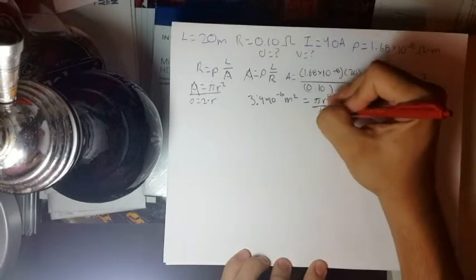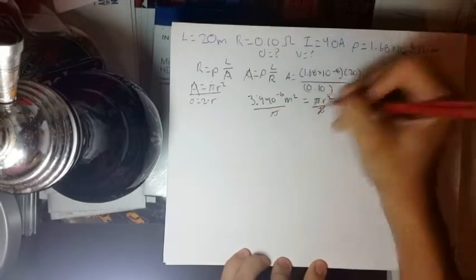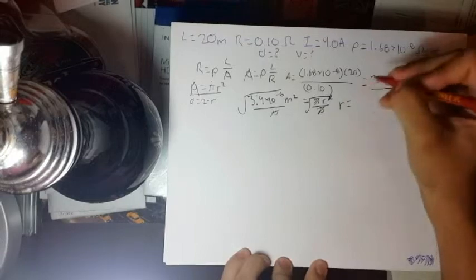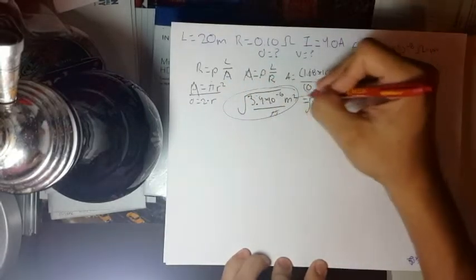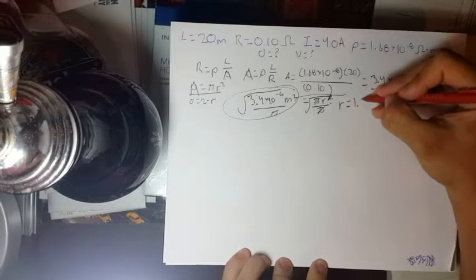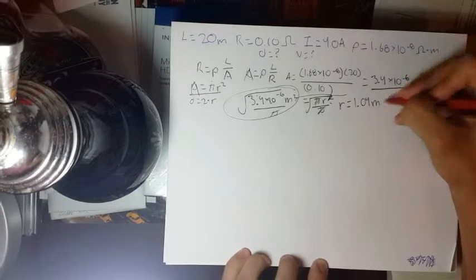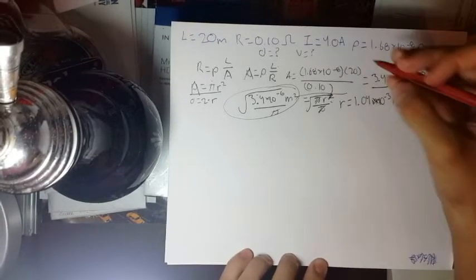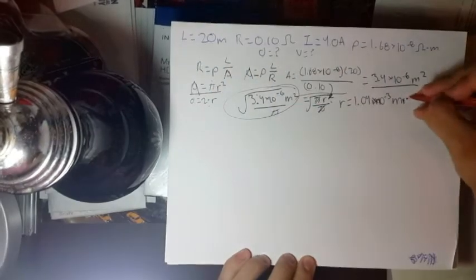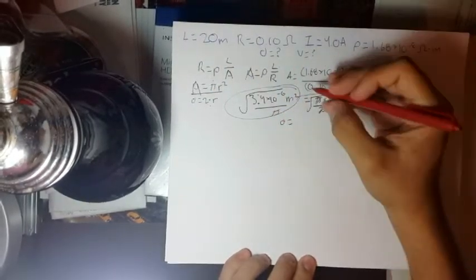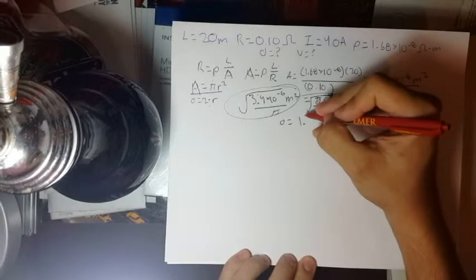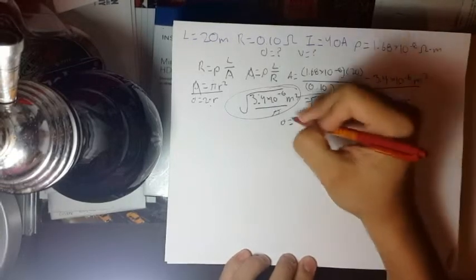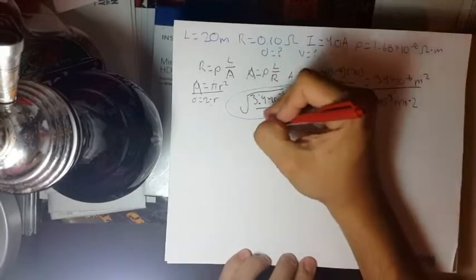By dividing both sides by pi, we're going to cancel this out, and by taking the square root of both sides, we're going to get that r is equal to this right here, which is going to be equal to 1.04 times 10 to a negative 3 meters. And so to find the diameter, we multiply this times 2, and the diameter is going to be equal to 2.1 times 10 to a negative 3 meters. And that's how you solve part A.